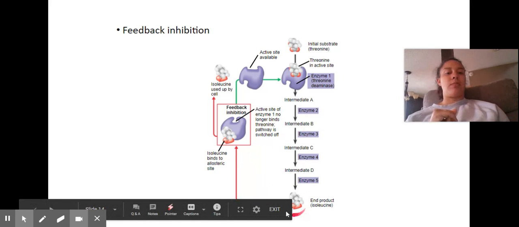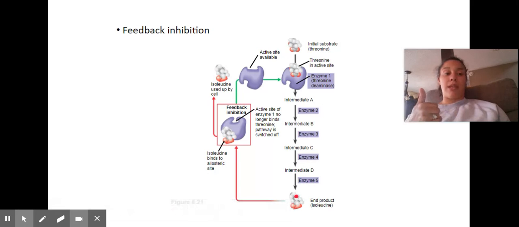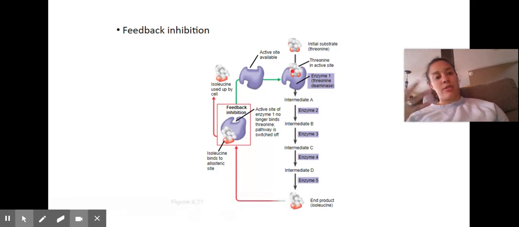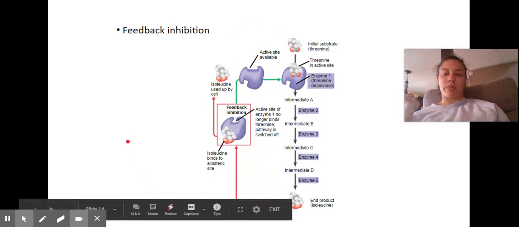And then sometimes this end product might be something that helps as a coenzyme or a cofactor that can go through and assist in other feedback loops. So there you have it.